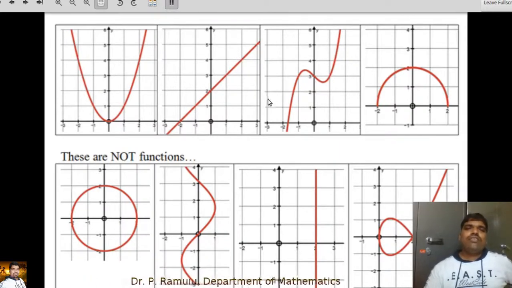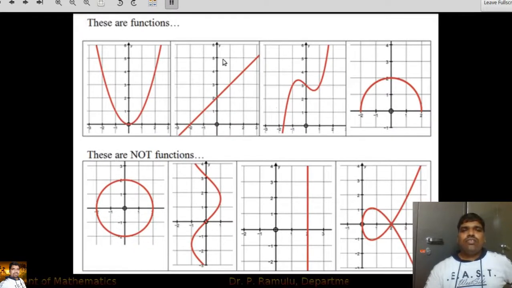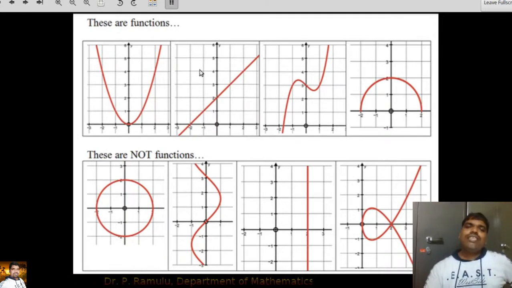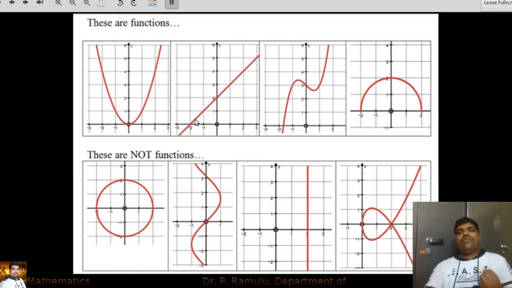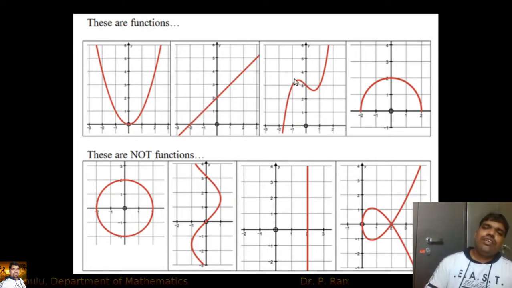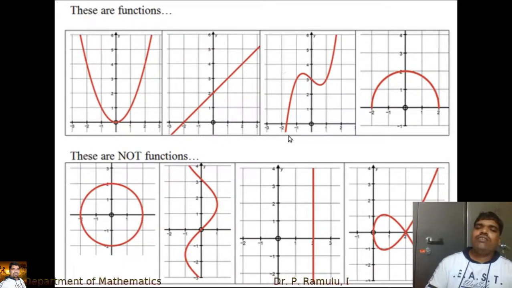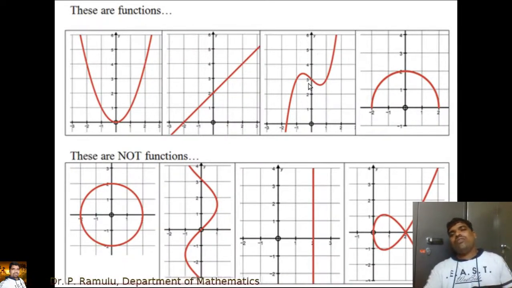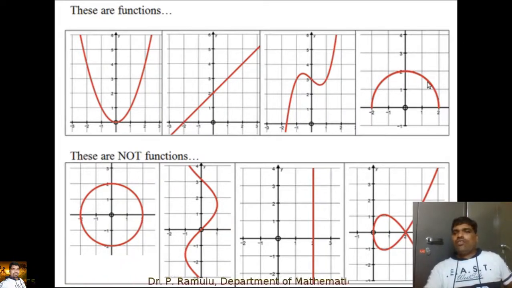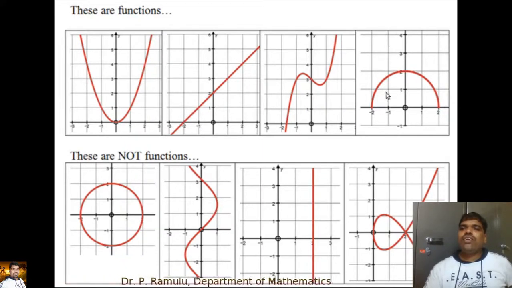If I take a graph like this, any line parallel to the y-axis cuts only one time. Therefore, it is a function. If I take this graph, any line parallel to the y-axis cuts it only one time. So it is also a function. This graph is also the same thing. Any line parallel to the y-axis cuts the given graph only one time. So therefore it is a function.